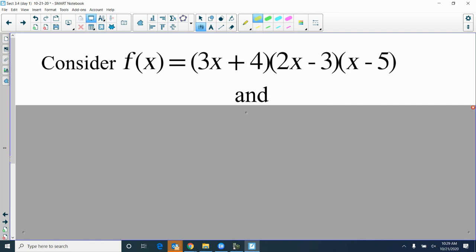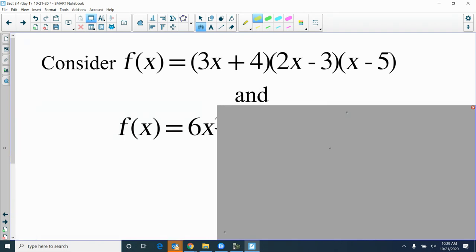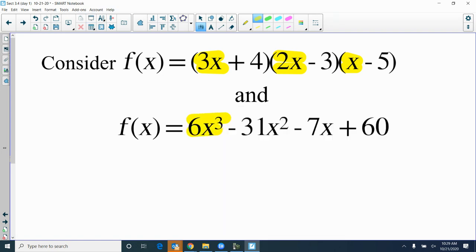The first two, or all three of them. All I want to know is how do I get that 6x cubed? That's what I mean by that. Oh, the first ones of all two factors. The 3x, the 2x, and the x, right? What do those all multiply to give me? 6x cubed. All right, what do I multiply together to get that last term? 60. Think about that. These three, what do I multiply together to get that last term?